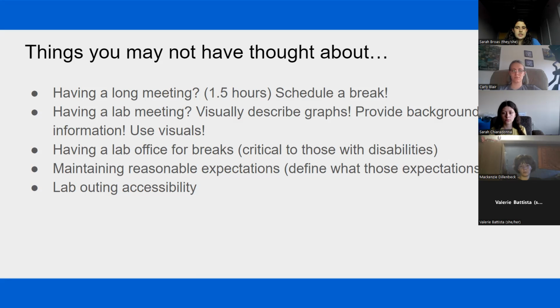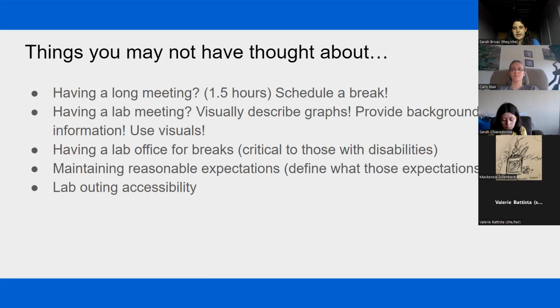Maintaining reasonable expectations and define what those expectations are. A lot of folks can struggle with knowing what they're supposed to be doing or how to manage their time or what the PI's expectations are. So by clearly designating what those are, it can make someone who's disabled feel a lot better about, okay, this is what I'm supposed to be completing, and this is what I will complete.